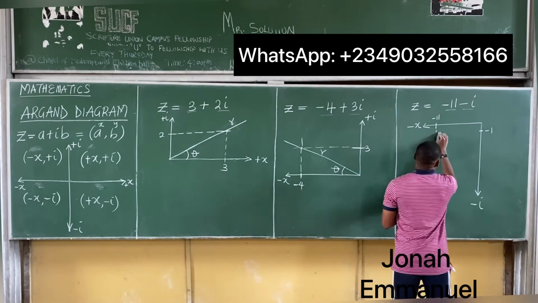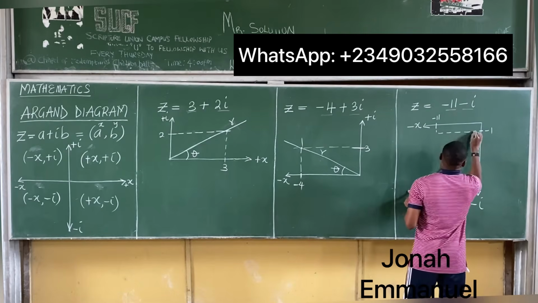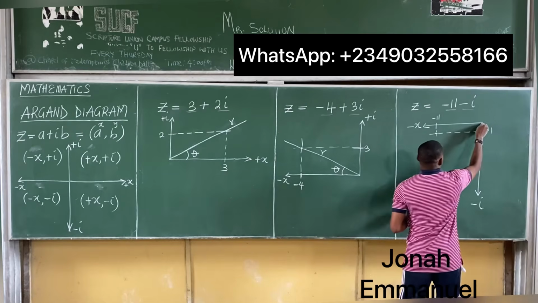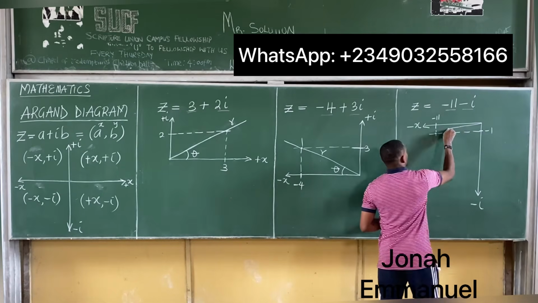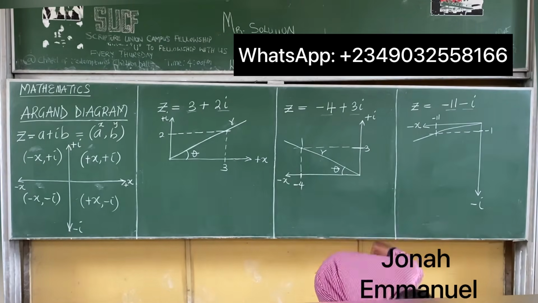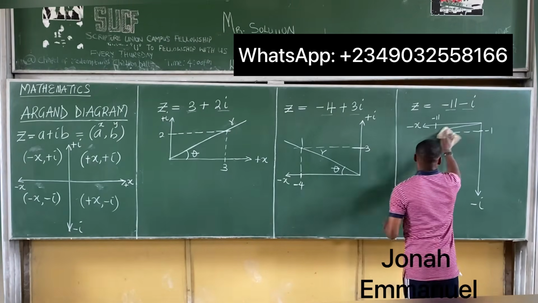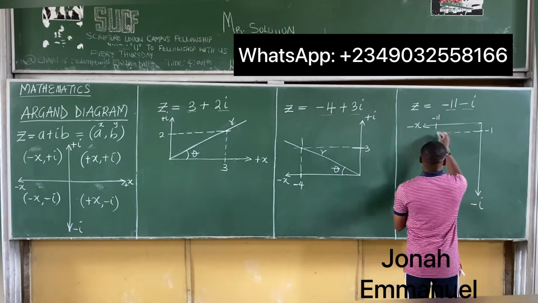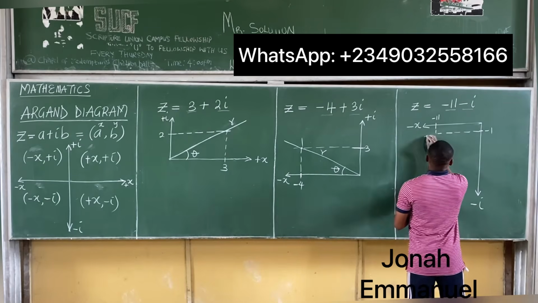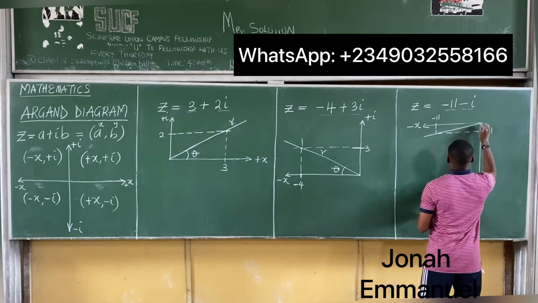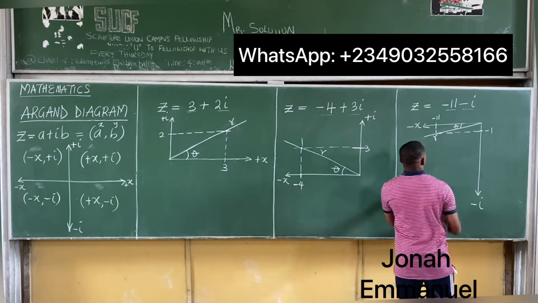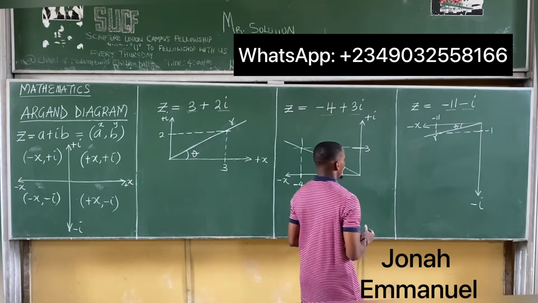If we draw them together, we'll have something that looks like this. From here, try to join them. Sorry, this line is bent. Let me draw a better line. So minus 11 and minus 1. We'll have something that looks like this. Theta would be this, and r would be this. So this is what the Argand diagram would look like.